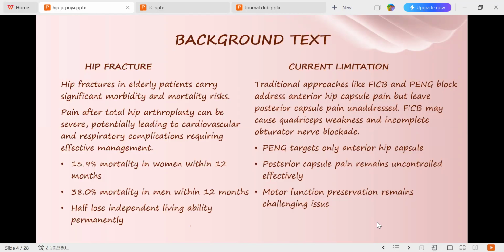All the regional anesthetic or analgesic blocks we usually provide mainly target the anterior hip capsule, like the fascia iliaca compartment block or PENG block, which leaves behind the posterior capsule. So this article mainly emphasizes the posterior capsular pain and the ways to block it.